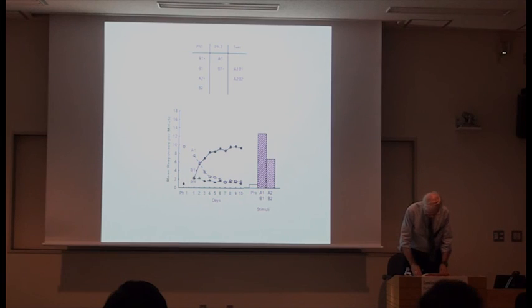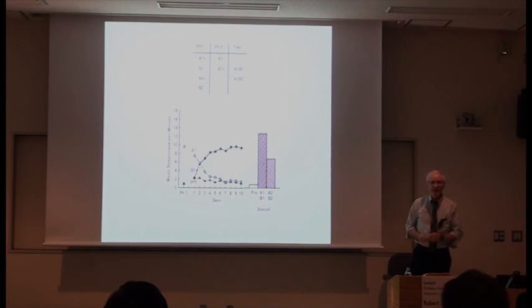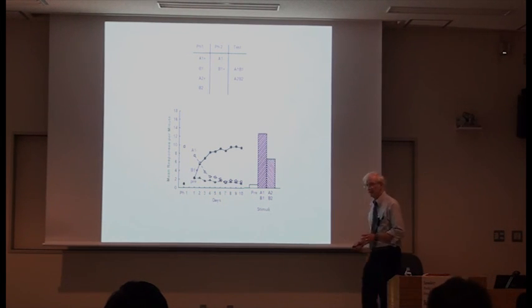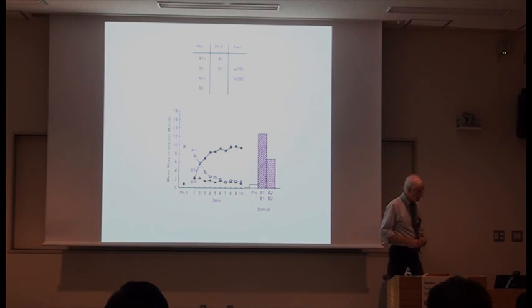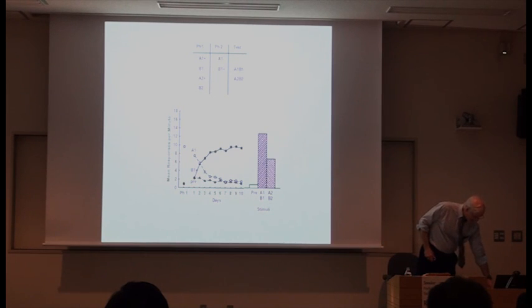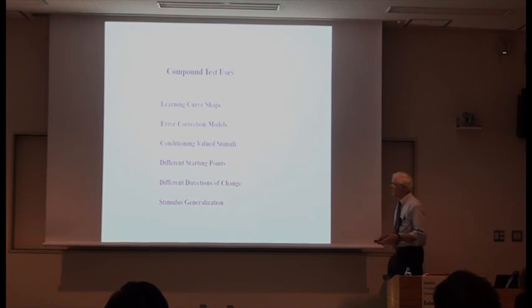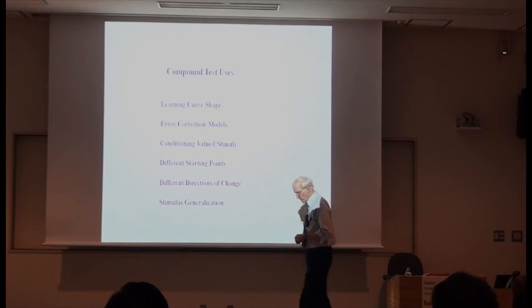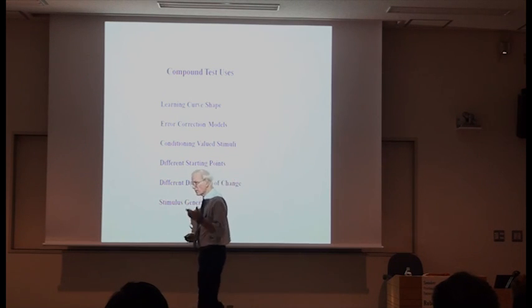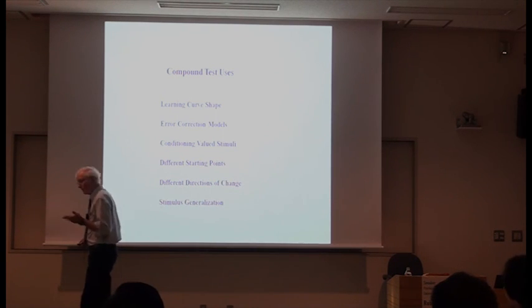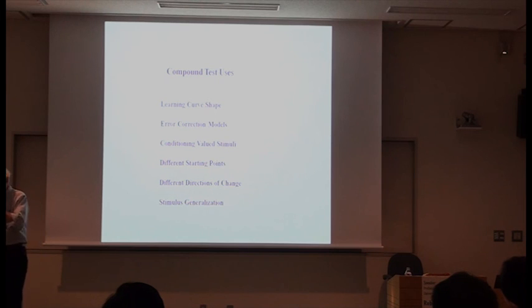So these are a whole set of examples of how you can use this compound technique to answer a bunch of questions. Let me review with you exactly how we tried to use it. The first question we looked at was the shape of the learning curve. Now here we thought we knew the answer. We thought it was negatively accelerated. I tried to convince you that you didn't know the answer, but you really did.